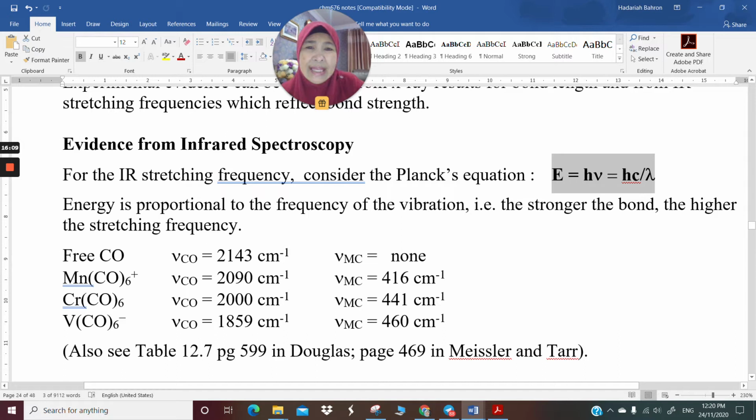So there is a relationship between the energy of the bond and the frequency at which the vibration appears in the infrared. If the bond has a high energy, or it is a strong bond, then the frequency is expected to be high as well. And if the bond is weak, then the frequency will become lower as well, according to Planck's equation.